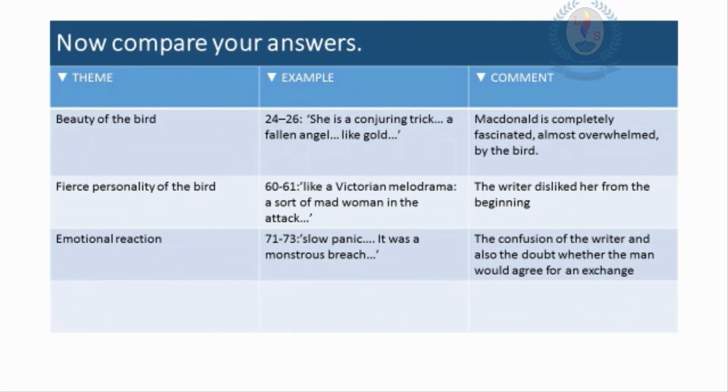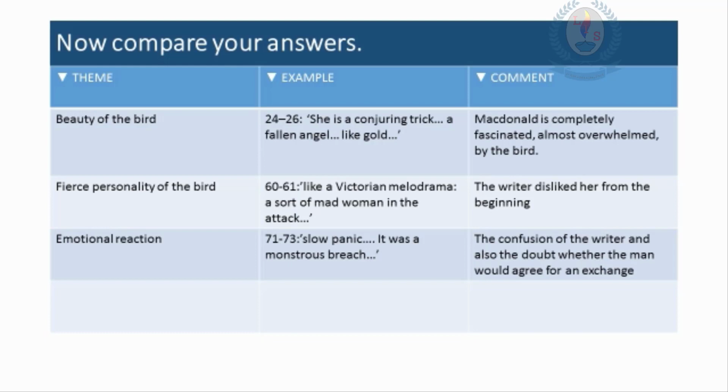Now compare your answers. Theme: beauty of the bird. Example, line 24 to 26. "She's a conjuring trick, a fallen angel, like gold." Comment: MacDonald is completely fascinated, almost overwhelmed by the bird.